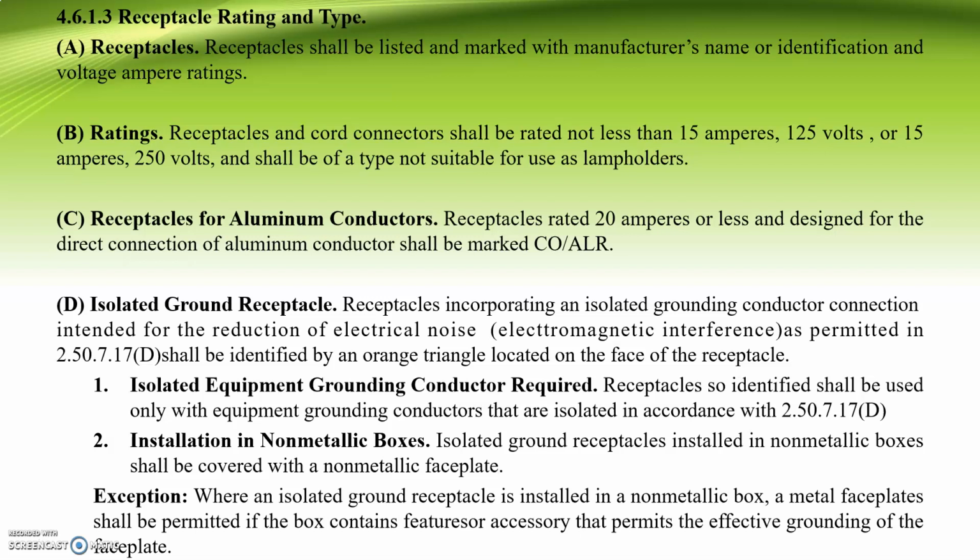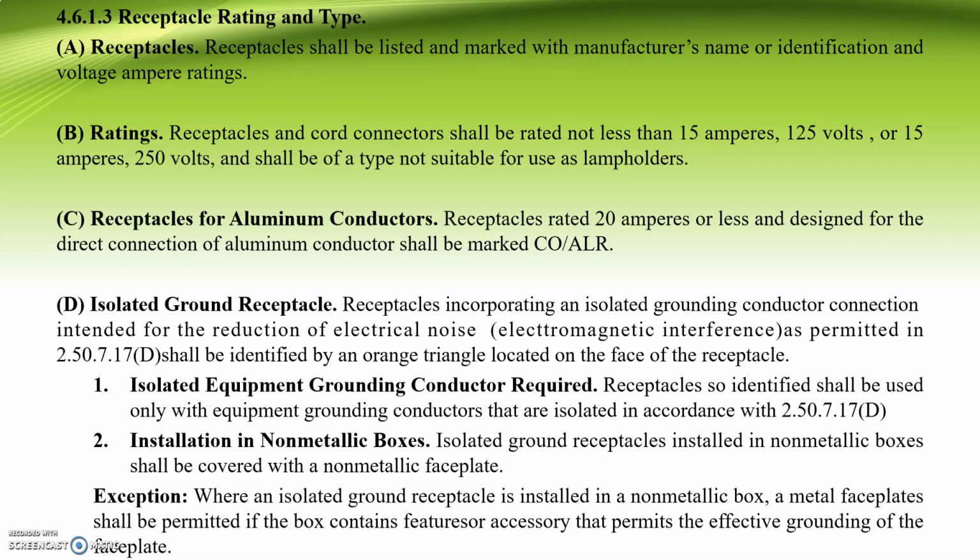C. Receptacles for aluminum conductors. So receptacles rated 20 ampere or less and designated for the direct connection of aluminum conductor shall be marked CO or ELR. So D. Isolated ground receptacle. So receptacles incorporating an isolated grounding conductor connection intended for the reduction of electrical noise, electromagnetic interference as permitted in Chapter 2.50.7.17b shall be identified by an orange triangle located on the face of the receptacle.